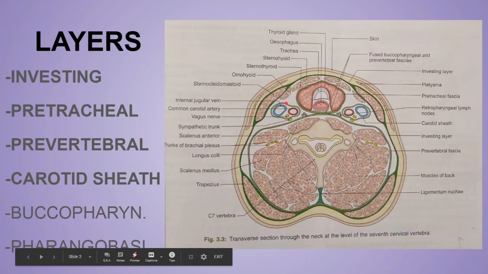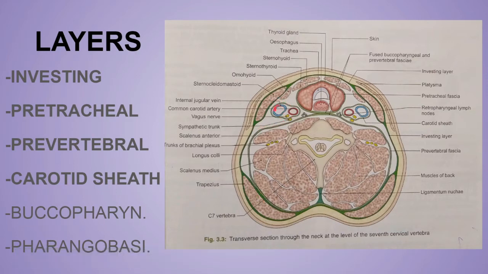Now over here as you can see there are the internal jugular vein, common carotid artery and the vagus nerve, which are enclosed by one sheet known as the carotid sheath, also a layer of the deep cervical fascia. Now this is the retropharyngeal space, which has its particular nodes, and behind this space we have the buccopharyngeal fascia, which is fused with the prevertebral fascia.